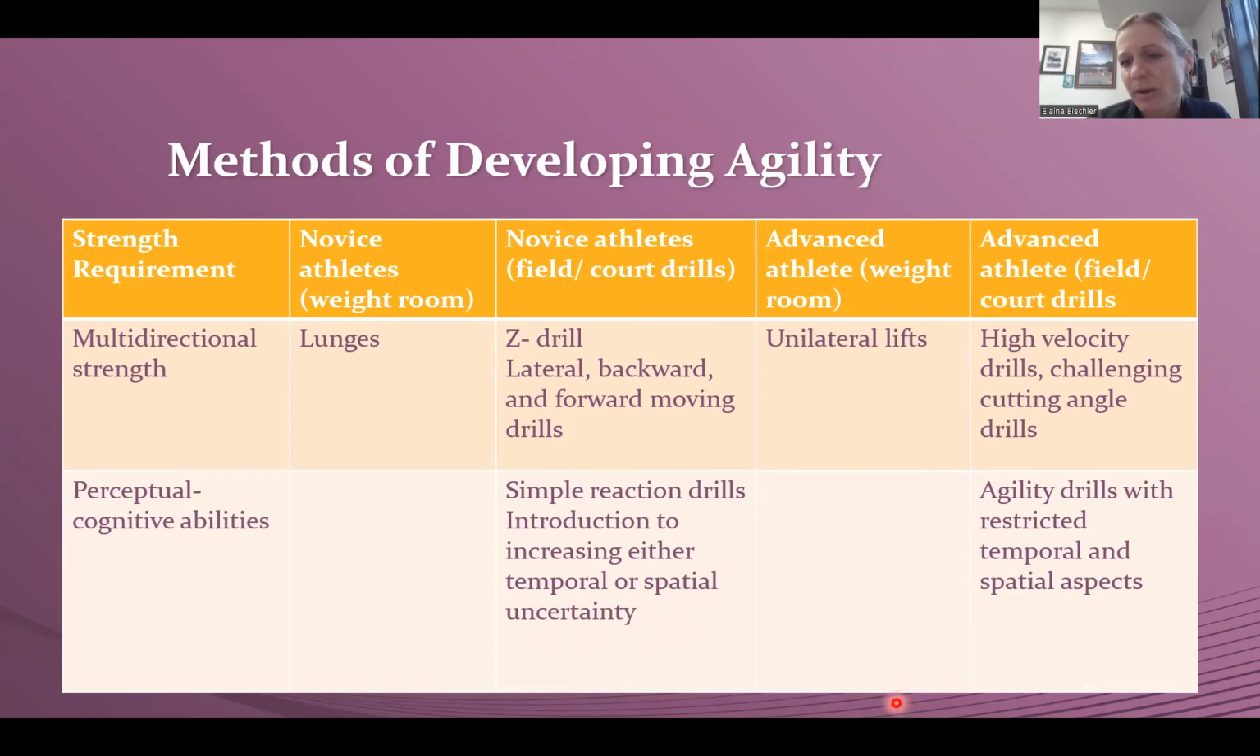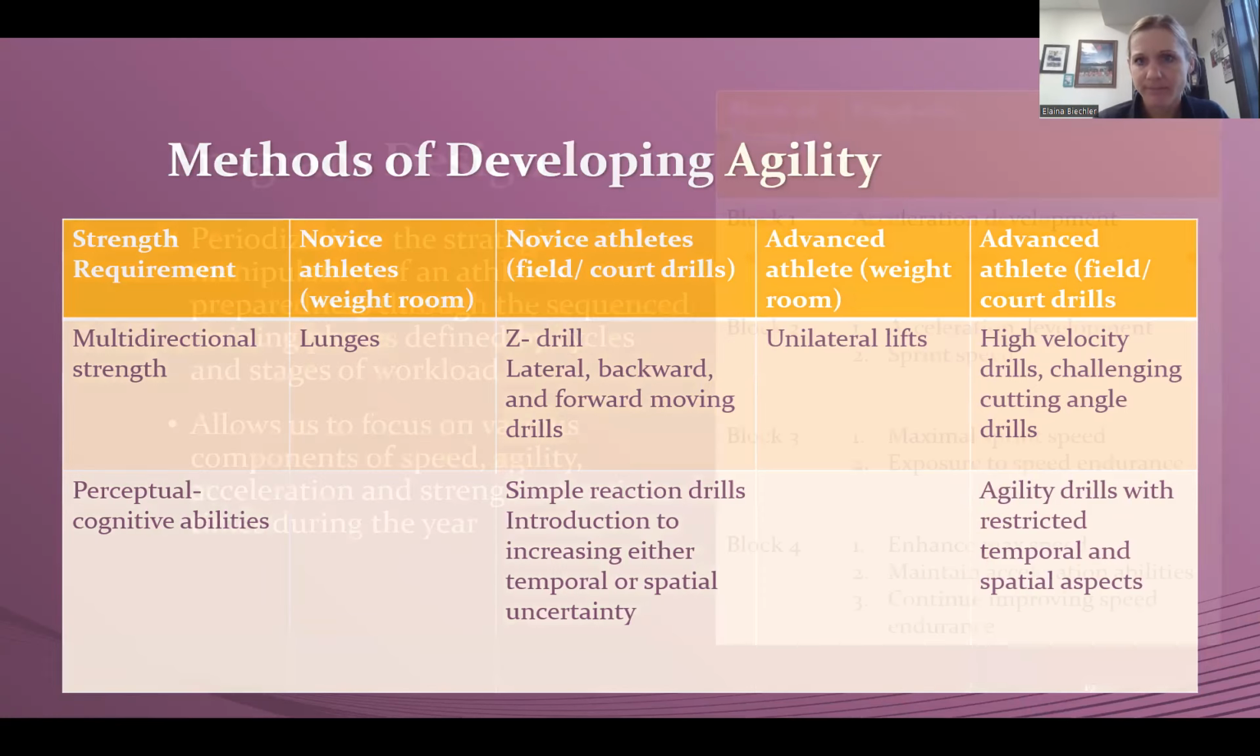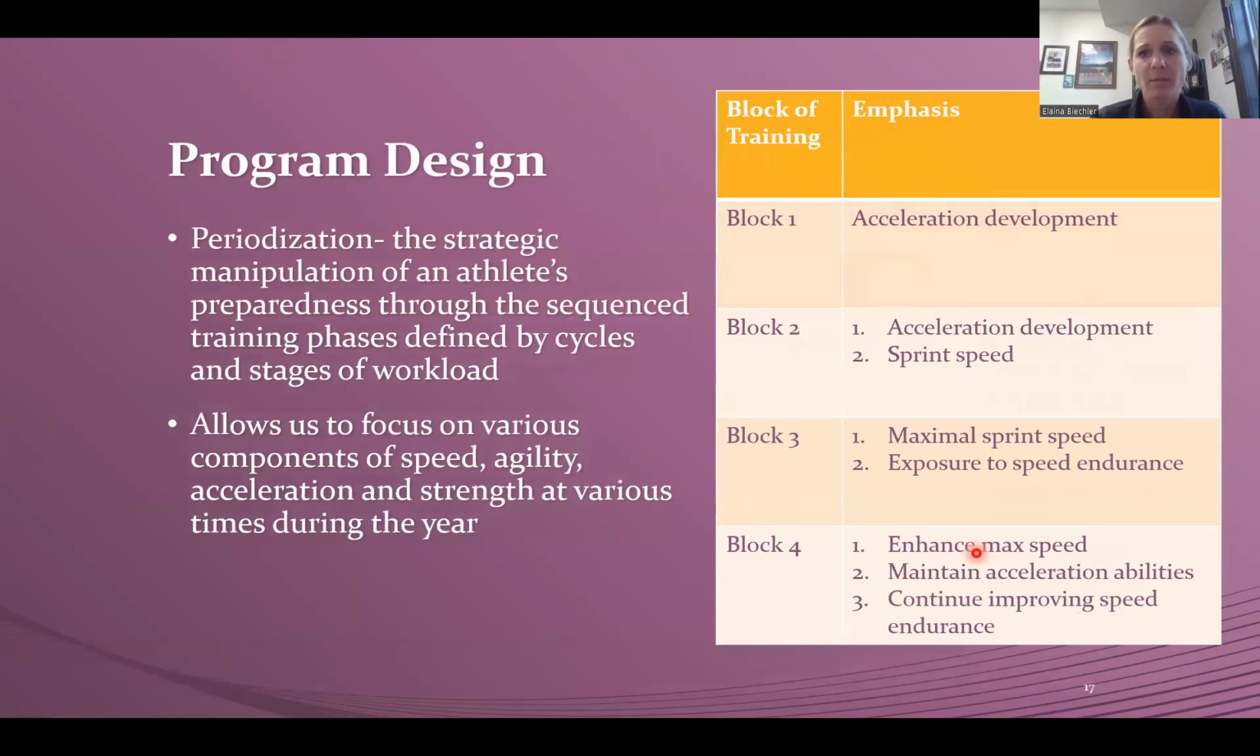And then agility drills where we have restricted temporal and spatial aspects is important for maybe our more advanced athletes. Okay, so we think about program design. How does this all come together? There's a lot going on here. So I want to take a look at this in terms of how do we best organize this?